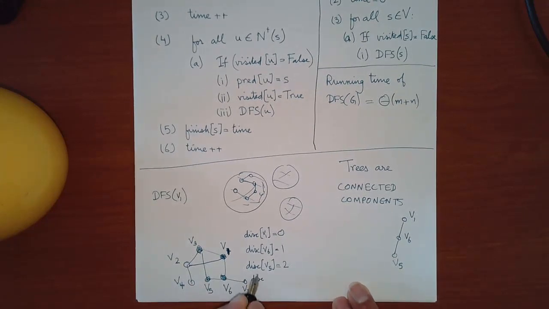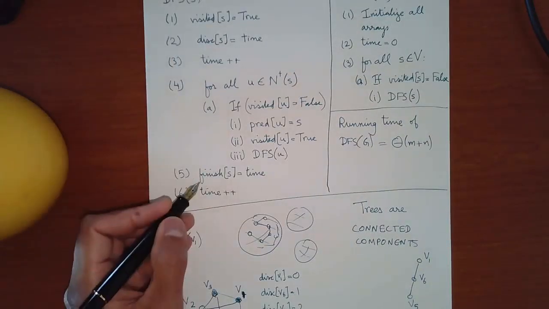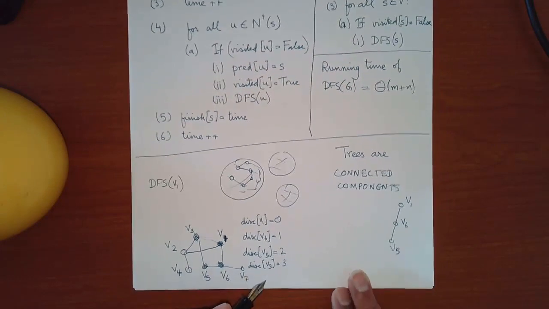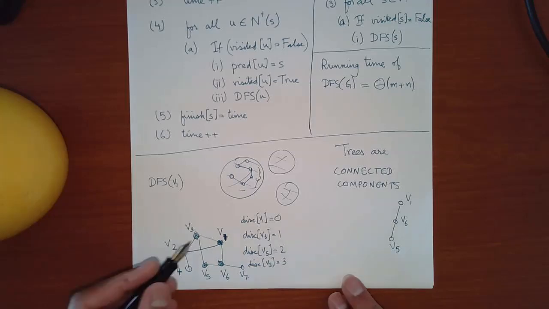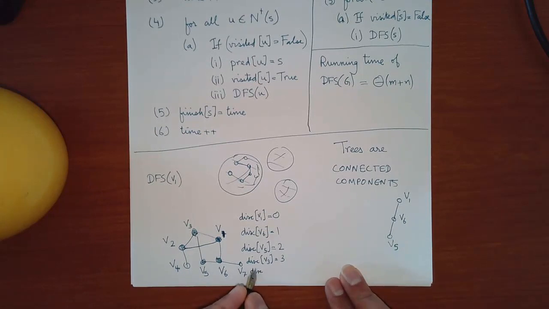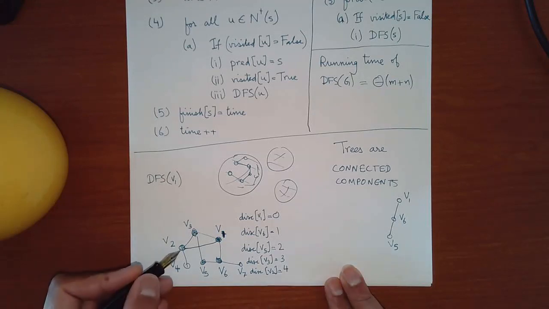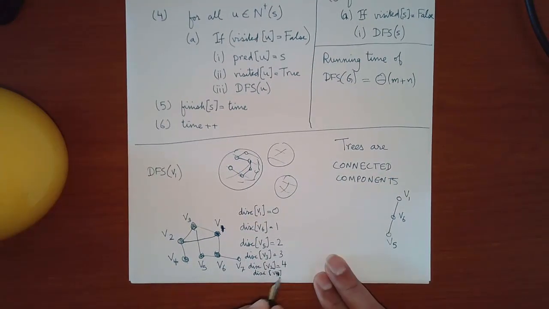Then you go there. You say, okay, I'm going to now visit this vertex. Now the discovery of V3 is going to be 3 because the clock keeps ticking every time you visit something. Every time you set a discovery or a finish, note that no procedure has finished yet. So the recursion has not yet completed. So from V3, you might visit V2. So the discovery of V2 is going to be 4. Then from V2, we visit V4. And so, the discovery of V4 is going to be 5.